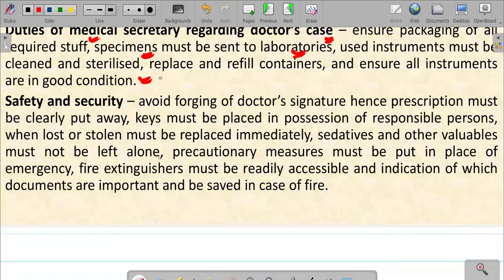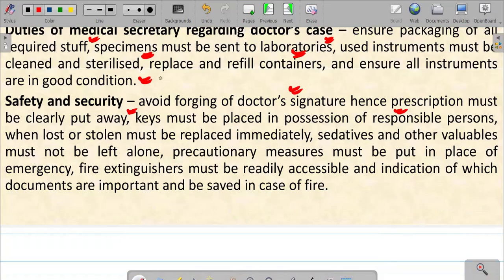Safety and security. The medical secretary must avoid forging of the doctor's signature. Hence, prescriptions must be clearly put away. Keys must be placed in possession of the responsible persons. We are talking about safety and security, as in who has the right to keep the facility keys. The keys must be kept well and safe.